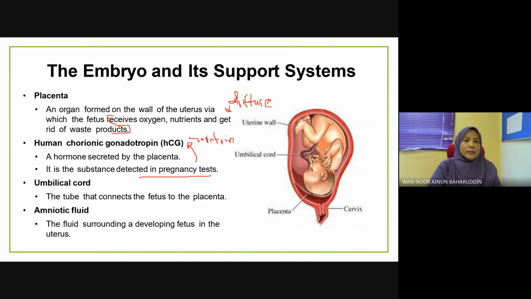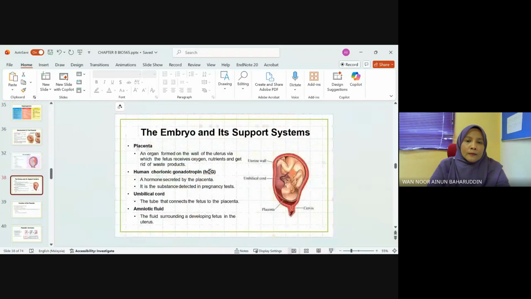Okay, then the third one is the umbilical cord. They are the tubes that connect the fetus to the placenta, whether it is directly from diffusion or also through the connection of the umbilical cord. And then we do have inside there what we call amniotic fluid that surrounds the fetus that is developing in the uterus.